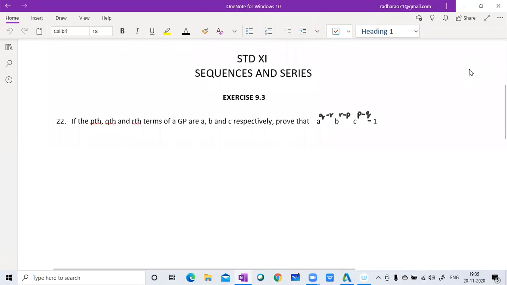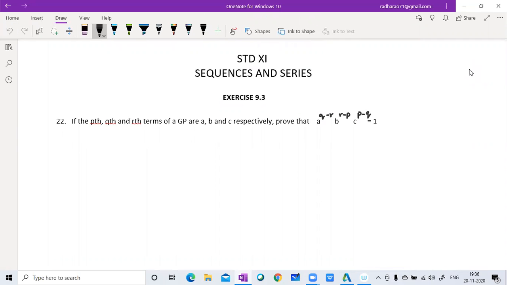Exercise 9.3 in the sequences and series chapter. 22nd question. If the pth, qth and rth terms of a GP are a, b and c respectively, prove that a^(q-r) × b^(r-p) × c^(p-q) = 1. So the pth, qth and rth terms of the GP are given as a, b and c respectively.